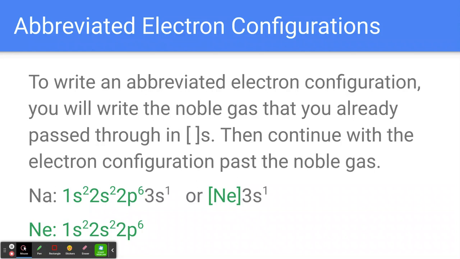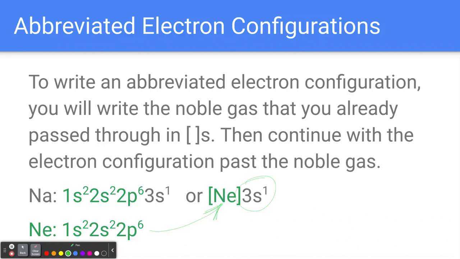And then you need to write everything after that. So if we take a look at sodium, sodium is 1s2, 2s2, 2p6, 3s1. In green, I have put neon's electron configuration. Neon is 1s2, 2s2, 2p6. And so to shorten this up, all we need to do is put neon in our brackets, which tells me I already have 1s2, 2s2, 2p6. But with neon in brackets, all I need after that is that 3s1 to give me sodium.